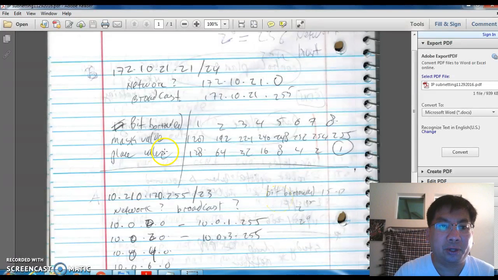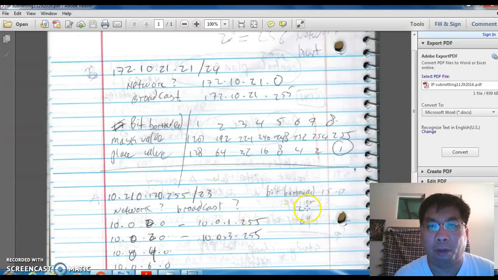Okay, the next thing, let's see that you are given 10.210.170.255/23. As you can see, this is a class A address, but the bit borrow is what? 8 plus 7, which is 15, right? 2 to the power of 15. Okay, 2 to the power of 15, and then the remaining bit is 9, right? 9. So 2 to the power of 9 is equal to what?